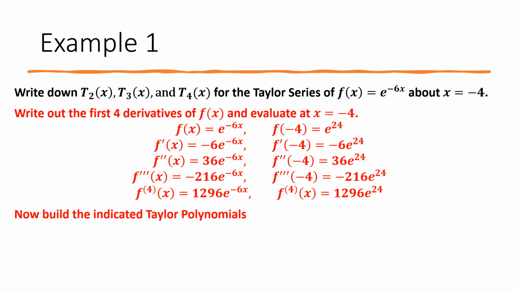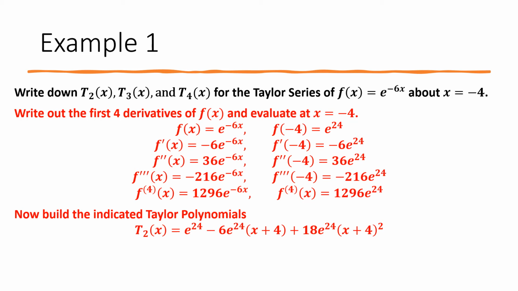The first one I want to build is T2 of x. T2 of x is going to go to that second derivative, or to that second power. So I'm going to start with the e to the 24th, which is my original function at negative 4. Then I got negative 6 e to the 24th for the first derivative, times x plus 4 to account for my center. Then it's going to be 36 e to the 24th, x plus 4 squared over 2 factorial. I went ahead and reduced that to 18 e to the 24th, x plus 4 squared. Notice I stopped at the squared term because I was trying to find T sub 2.